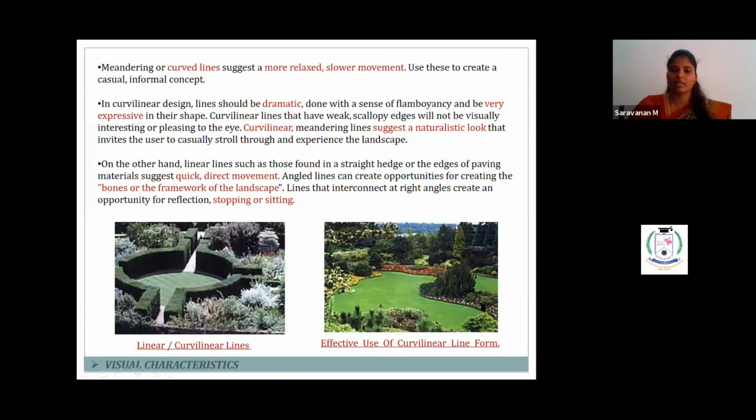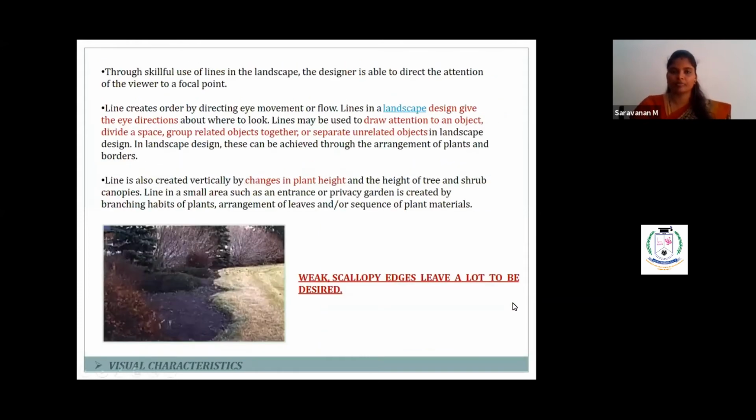These are the images you can see. These are the weak and scalloped edges, which are left to be desired. It happens naturalistically; it's not created by us. So this is what it is.